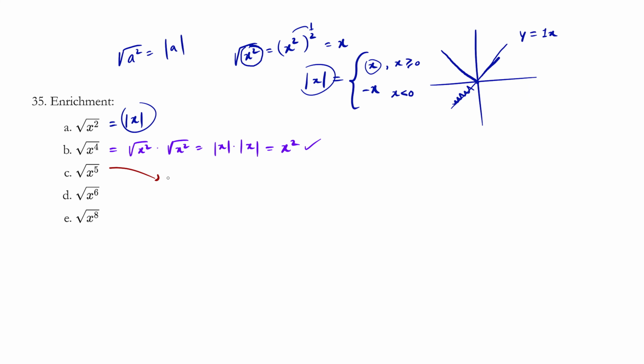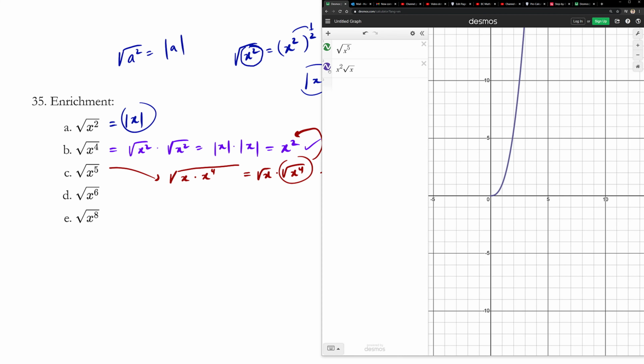Now what about the square root of x to the 5? This is the same thing as the square root of x times x to the 4. We previously established that the square root of x to the 4 is x squared. And we verify this on Desmos. The square root of x to the 5 indeed is the same as x squared times the square root of x. And notice how the graph only exists on the right half, because you can't take the square root of a negative x value.